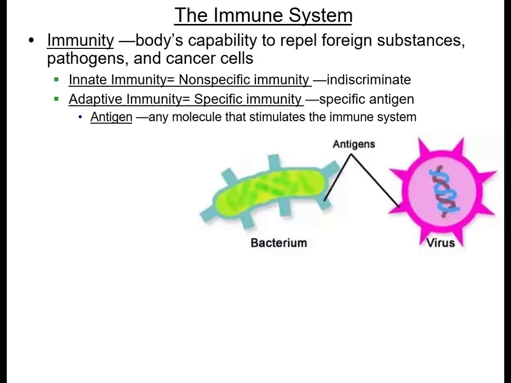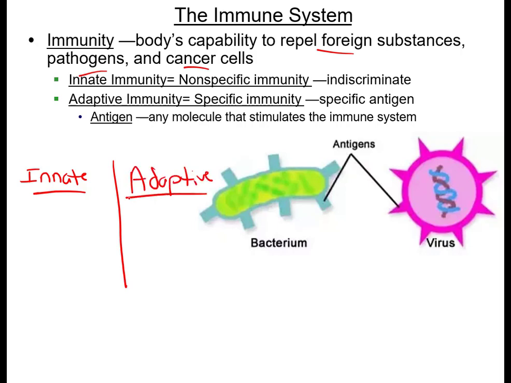Now, when it comes to the immune system, which is the system in your body that's there to fight off foreign substances or pathogens or cancer cells, your body actually has two different branches of immune system. The first branch is the innate immunity, and the second branch is adaptive immunity. And there's some big differences between the two.